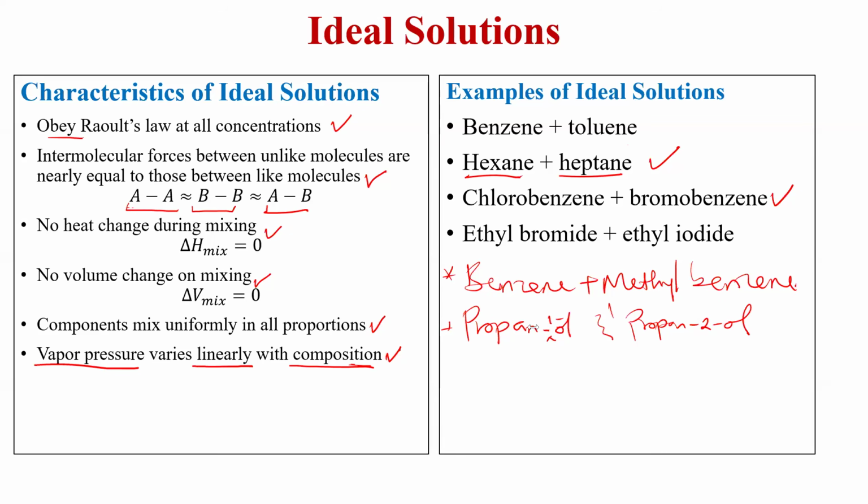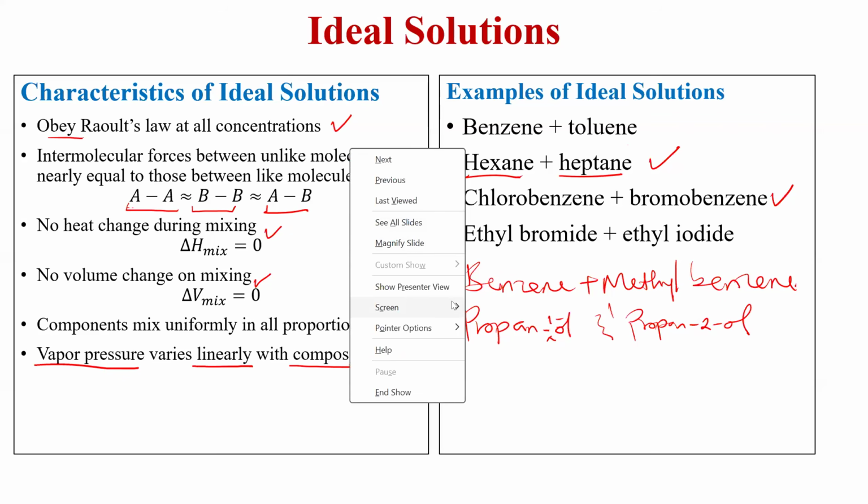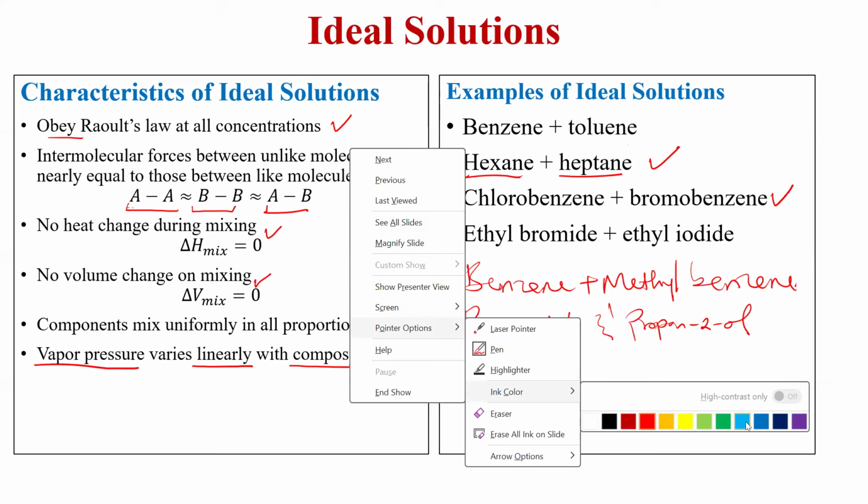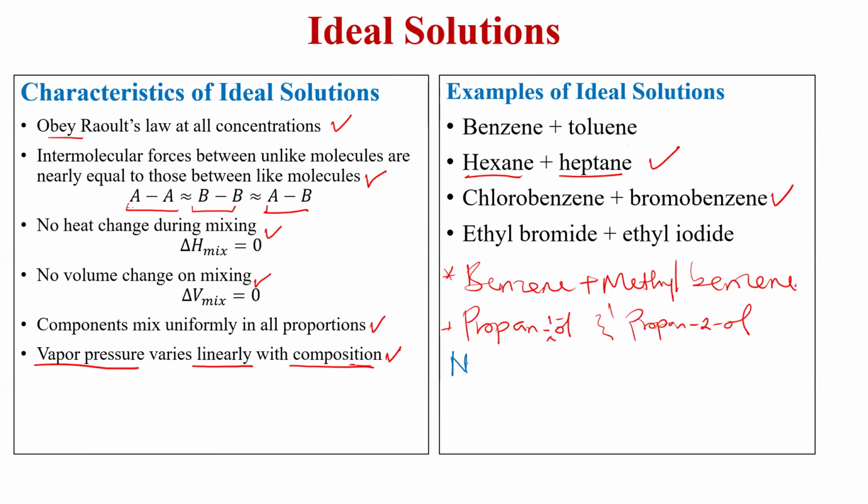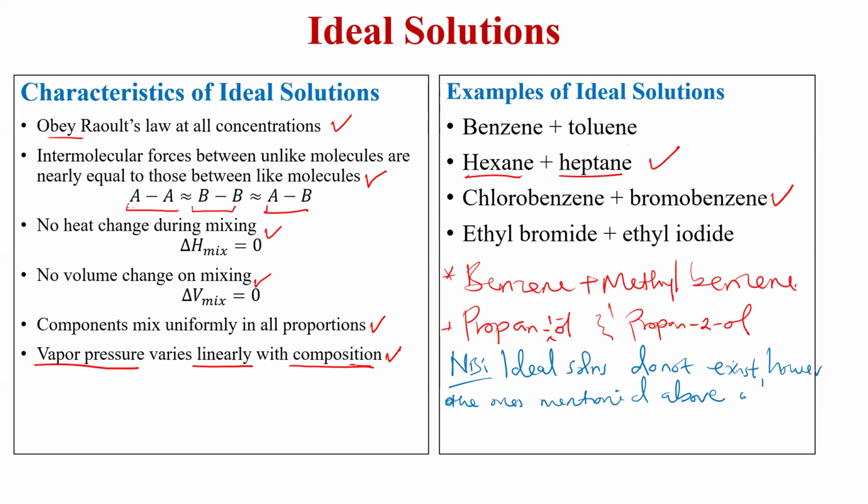And there's an NB I want us to note down here. Let me just write it here, using another color like blue. This NB says that ideal solutions do not exist. However, the ones mentioned above, the one we have already mentioned, approximate to the ideal behavior.